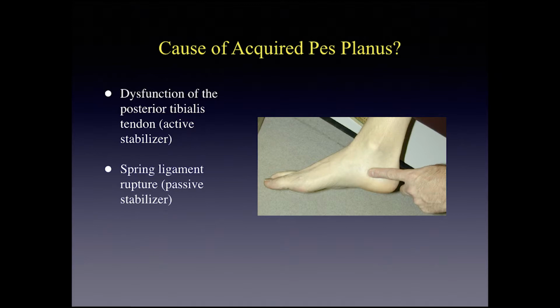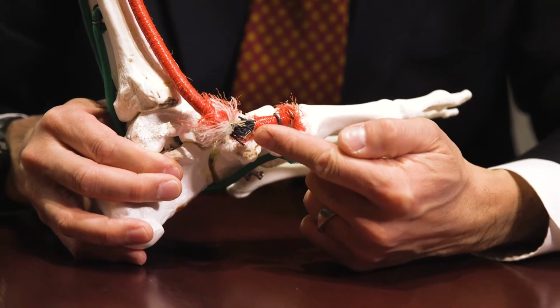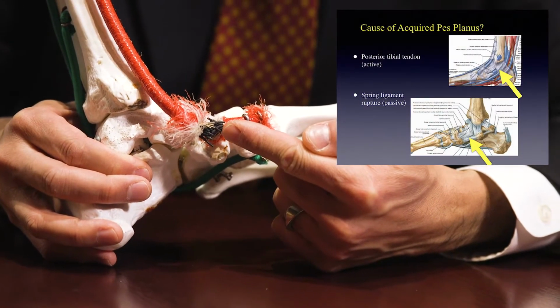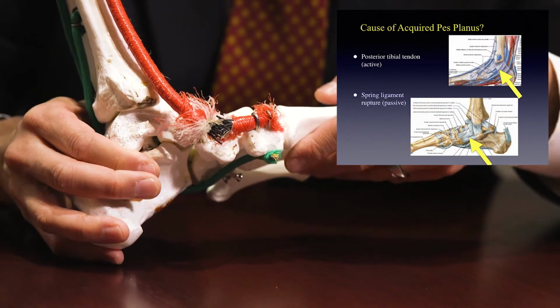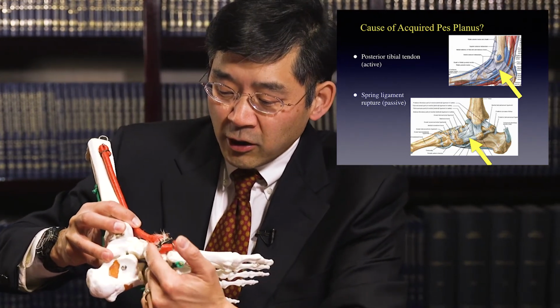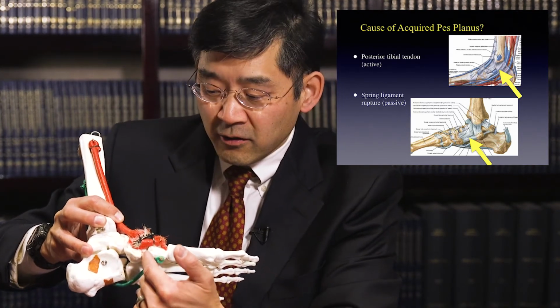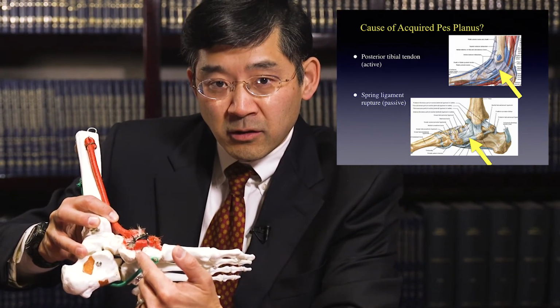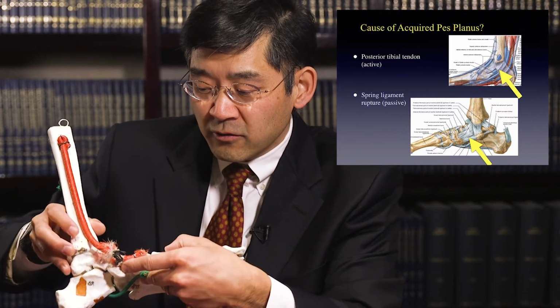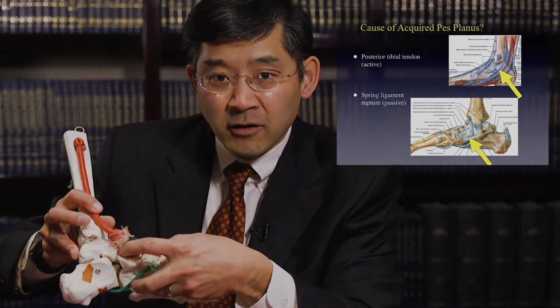Now, the cause of an acquired Pes Planus deformity includes a dysfunction of the main tendon on the inside part of the foot, called the posterior tibial tendon. That's represented by this red cord on the inside part of the foot. And as you could see in our model, this tendon has torn here before it inserts on the foot. The second thing that we see commonly is a rupture of the ligament right underneath that, which supports the talar head and the navicular. That's called the spring ligament. We often notice deformities and injuries in both the tendon and the ligament.